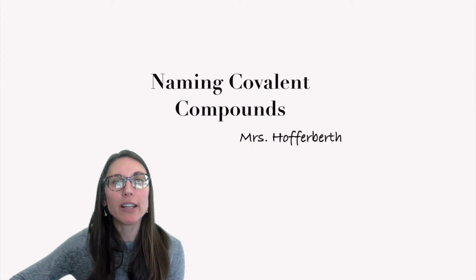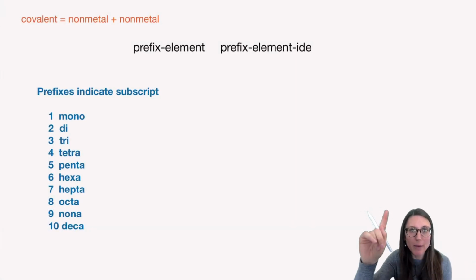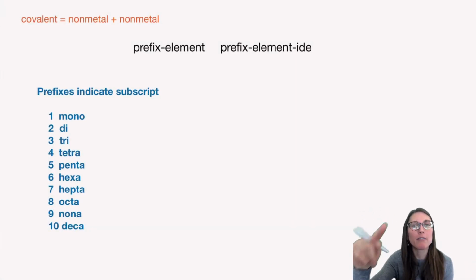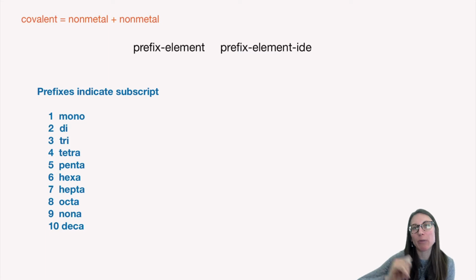Welcome back, everybody. Let's talk about how we name covalent compounds. Reminder, covalent compounds are made when you take a nonmetal and combine it with another nonmetal. The pattern we're going to use for naming covalent compounds, you're going to like. It's actually pretty nice to work with. We're going to have a prefix and then the first element name, and then a prefix, the second element name, and we're going to make it end in an IDE.